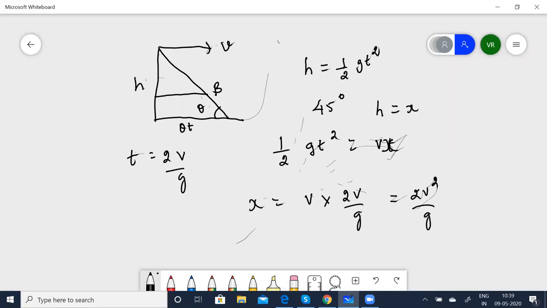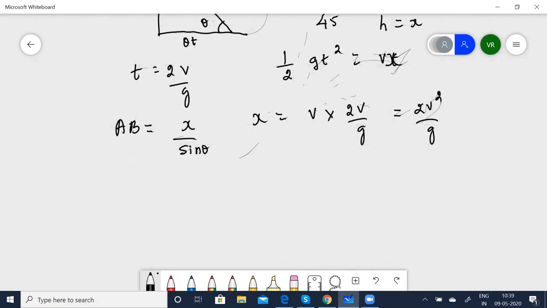Now you know AB is equal to x sin theta, or AB by x is equal to sin theta. So AB is x by sin theta. Now substitute for x, that gives you 2v squared by g into 1 by sin theta. Now sin theta is given as 45, and sin 45 you know is 1 by root 2. So now this becomes 2v squared by g into root 2.